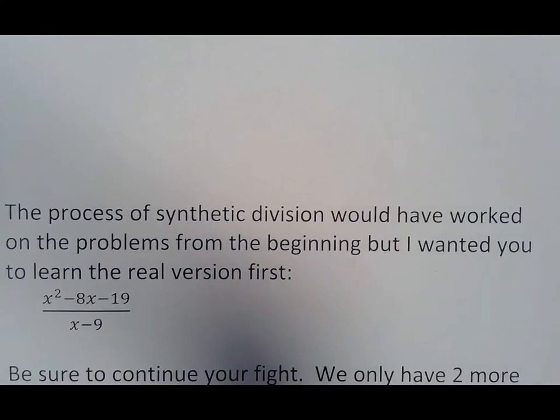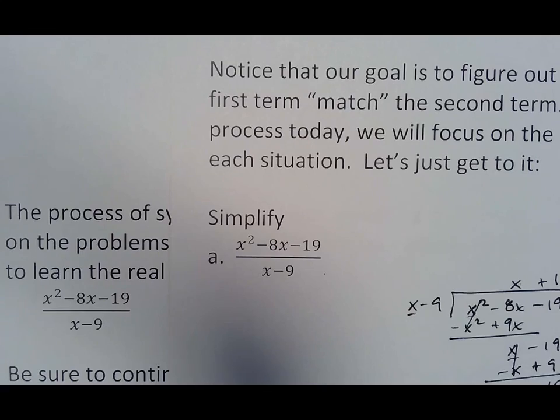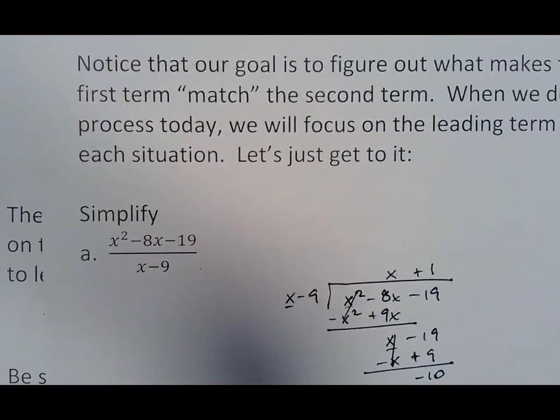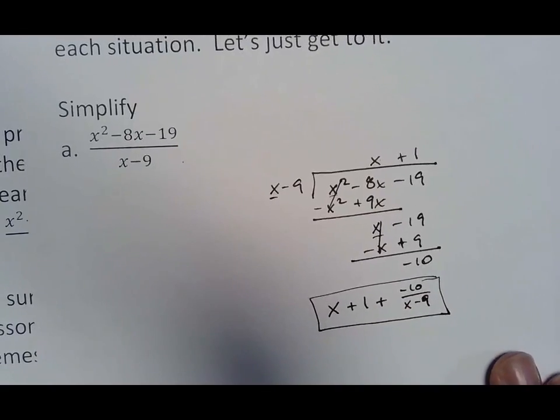Beautiful job, beautiful work. The process of synthetic division would have worked on the very first answer that we did. Let me see if I can find it. Here it is, which was, and that's not it. Where is it at? Let me pause it and not waste your time. See how it just magically appears. So we got x minus 1 plus negative 10 over x minus 9.